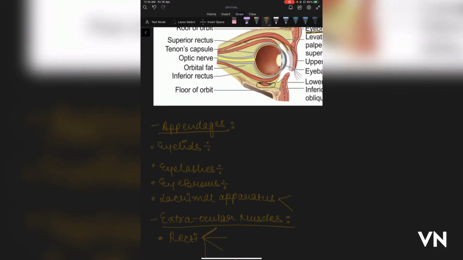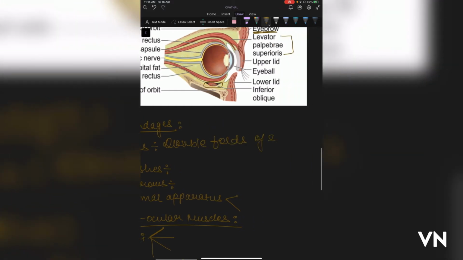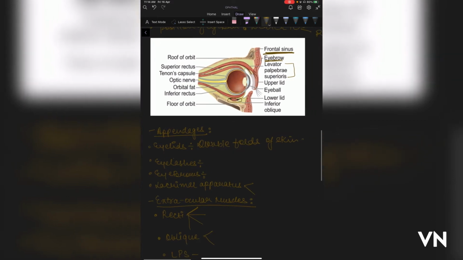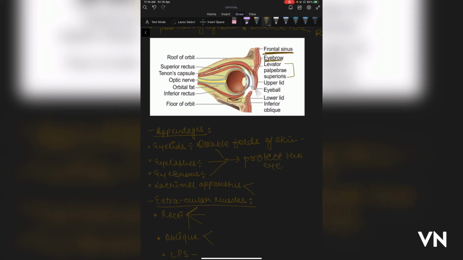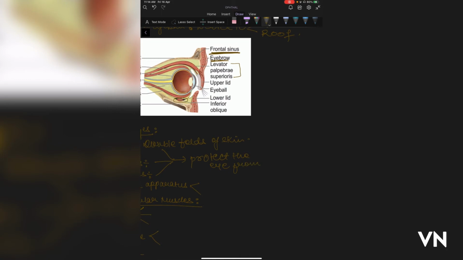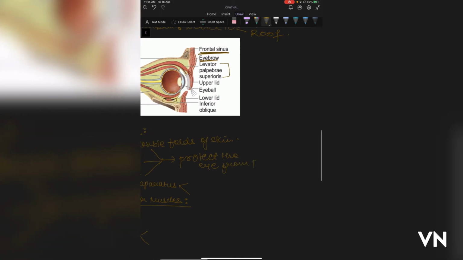Appendages. The eyelids are double folds of the skin. The eyelashes, eyebrows, all these three things are basically there to protect the eye from dust, dirt, sweat, etc. This is the basic function of all these.